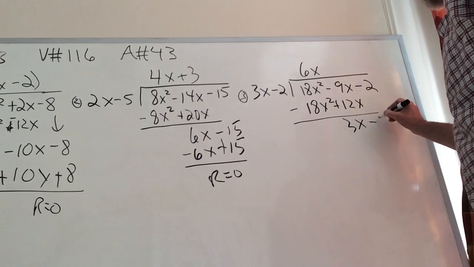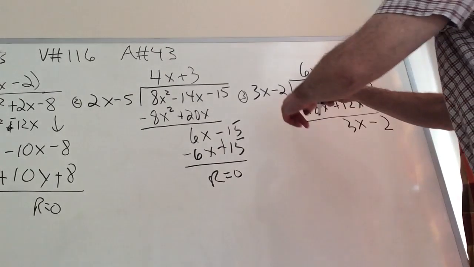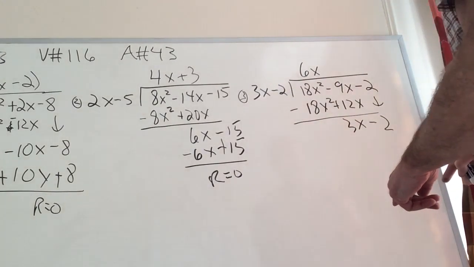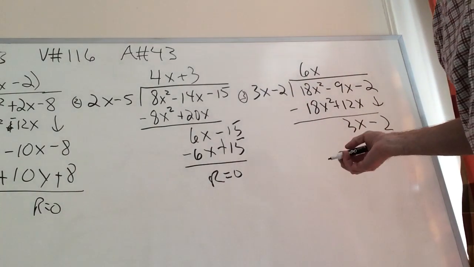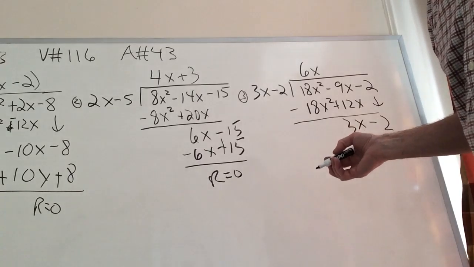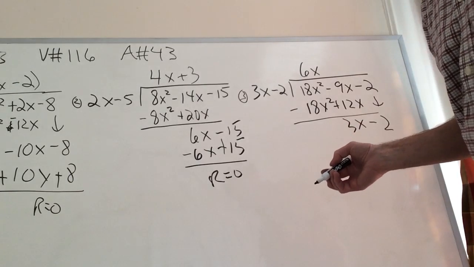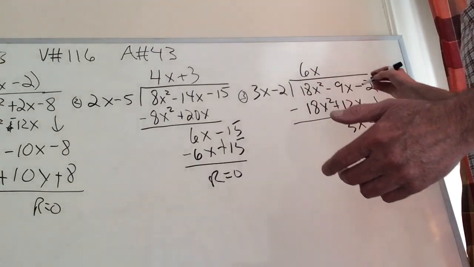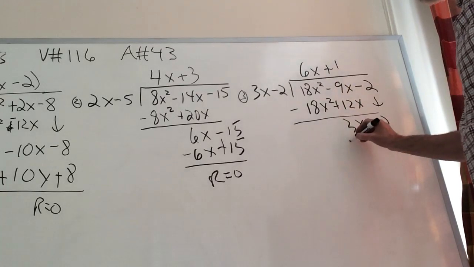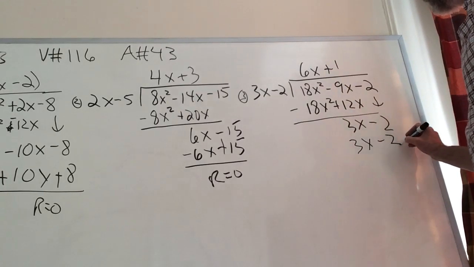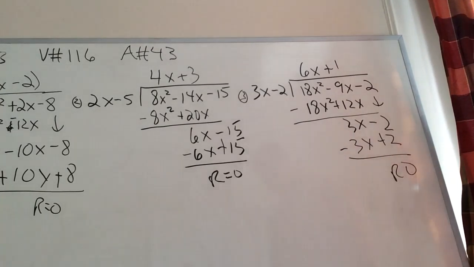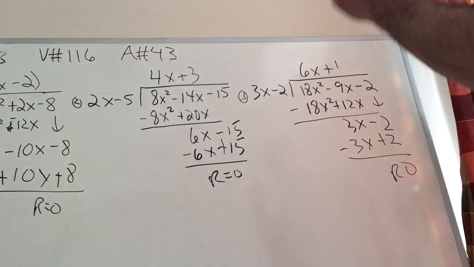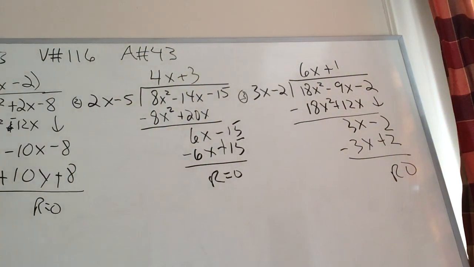And oh my God, here's an interesting example. What's 3x minus 2 divided by 3x minus 2? Well, it's just like a number. Any polynomial divided by itself equals what? 1. So you can stop right there, but if you want to go on, you get an easy match. And then take the opposite and your remainder is 0. Okay? So I'm going to do number 4 now, and then I won't do any more.